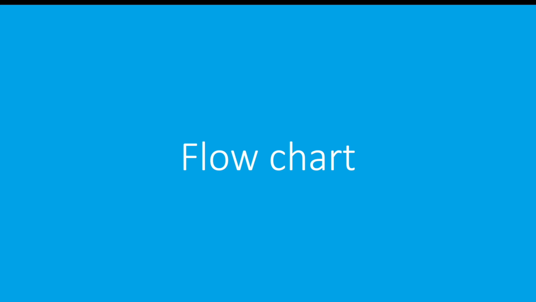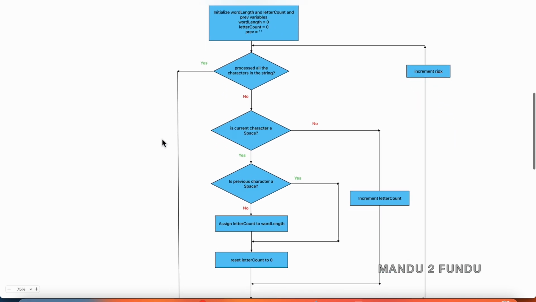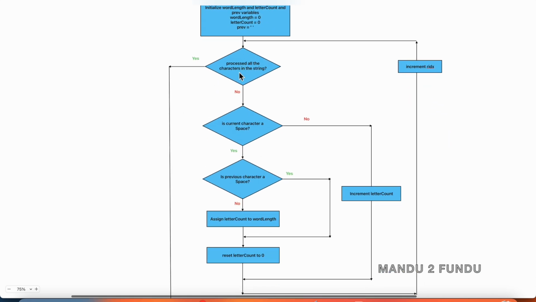Let's look at the flowchart. The input for this procedure is a string. First we initialize the word length, letter count, and previous character variables. The word length and letter count will be initialized to 0 and the previous will be initialized with a space. Then we enter the for loop which scans the entire input string. We check whether we processed all the characters. If so, we go out of the loop.